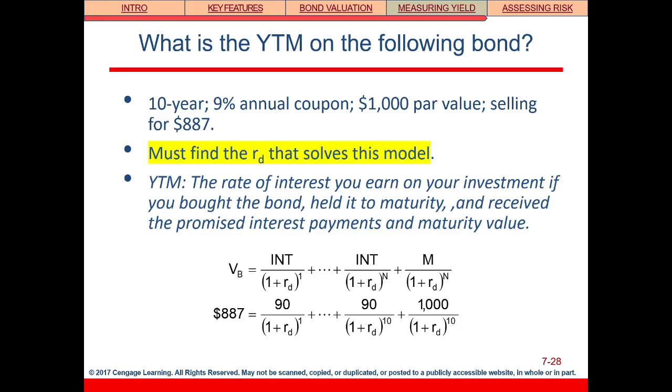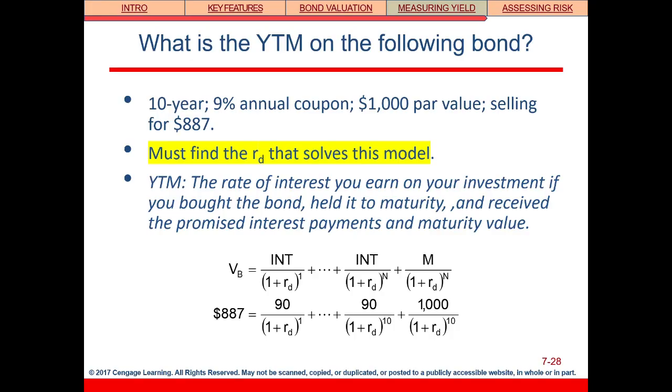So you hold it to maturity and you receive all the promised cash flows, including the interest payments and the face value in the end. And then your final rate of return will be the yield to maturity. So essentially, yield to maturity is just the interest rate, the I/Y that we calculate using the financial calculator.